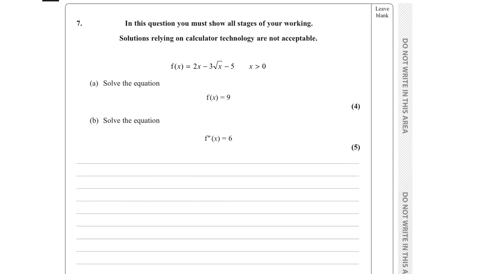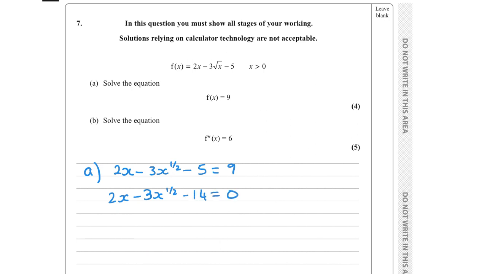7. So here we have the equation. We want to solve it equal to 9. So step 1, I need to put it in index form. So I'm going to have 2x minus 3x to the half minus 5 equals 9. Now I'm going to take away 9 from both sides. So 2x minus 3x to the half minus 5 minus 9 is minus 14 equals 0.